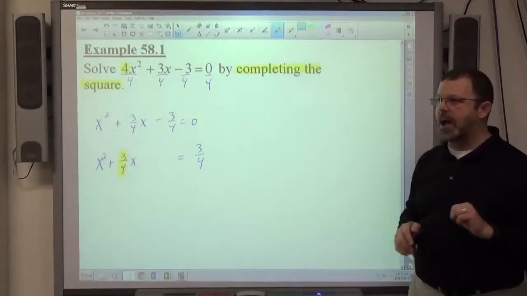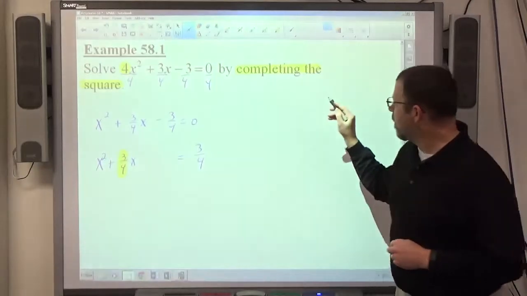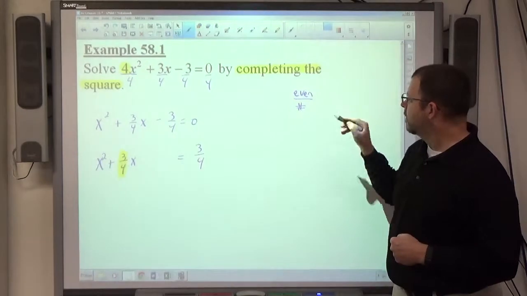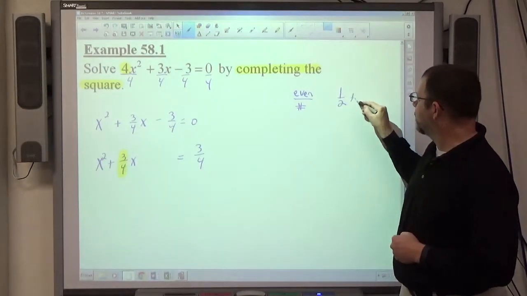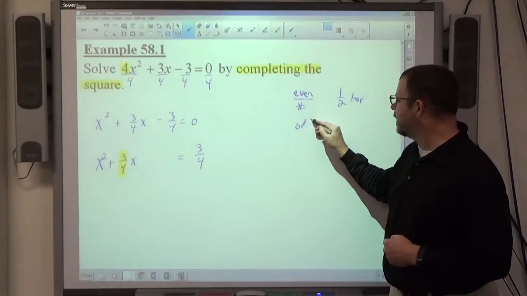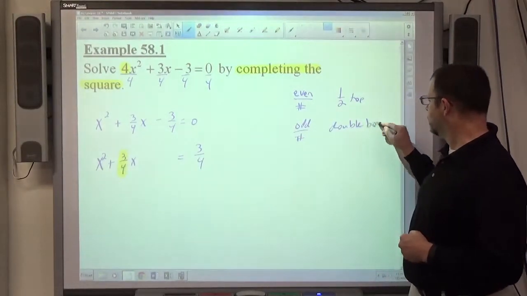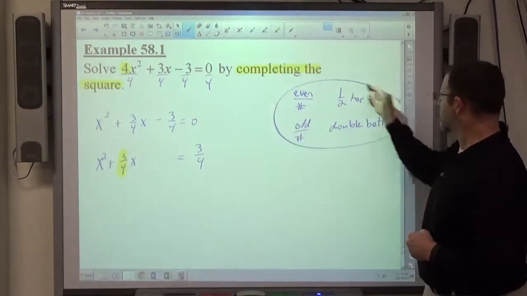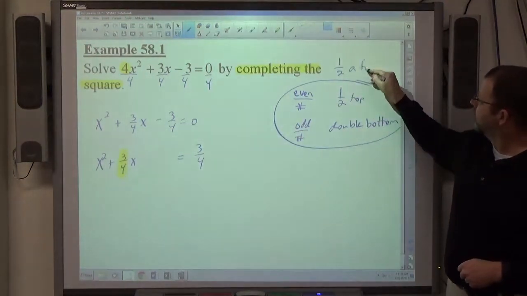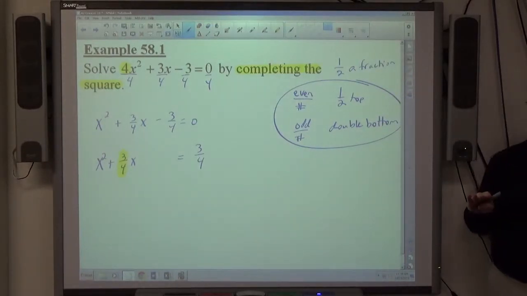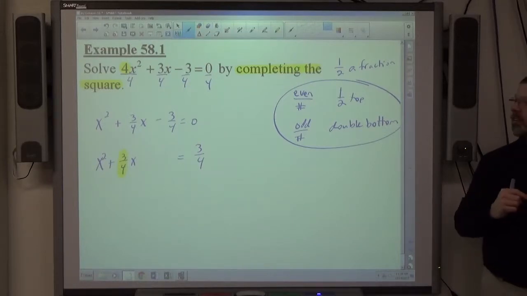There are 2 ways to make half a fraction. If the top is even, we're going to do half the top. If the top is odd, we're going to double the bottom. The bottom number is irrelevant when you're making a decision, how am I going to take half a fraction? If the top number is even, I take half the top number. If the top number is odd, I take double the bottom number to make half the fraction.